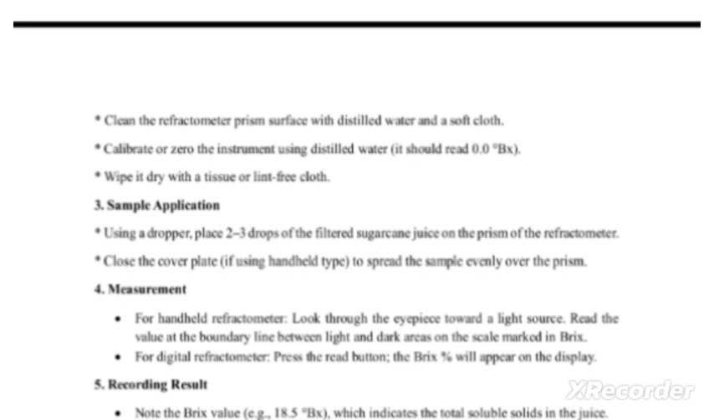Measurement. For handheld refractometer, look through the eyepiece toward a light source. Read the value at the boundary line between light and dark areas on the scale marked in Brix. For digital refractometer, press the read button. The Brix percentage will appear on the display. Recording result. Note the Brix value, e.g., 18.5 Brix, which indicates the total soluble solids in the juice.